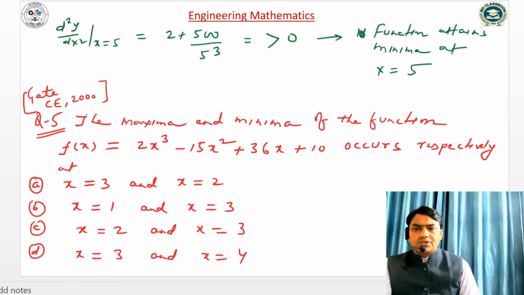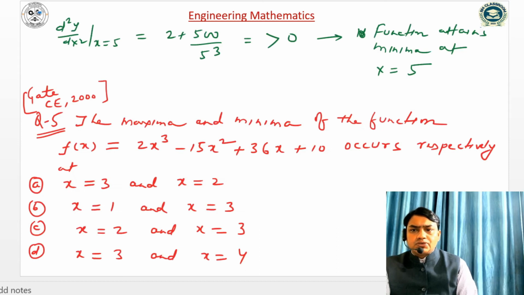This question is asked in Civil Engineering 2000. The maxima and minima of the function f x is equal to 2x cube minus 15x square plus 36x plus 10 occur respectively at, options are: x is equal to 3 and x is equal to 2; x is equal to 1 and x is equal to 3; x is equal to 2 and x is equal to 3; and x is equal to 3 and x is equal to 4. So we have to check at what value of x the function attains maxima and at what value of x the function attains minima. Thus again the same procedure is there.